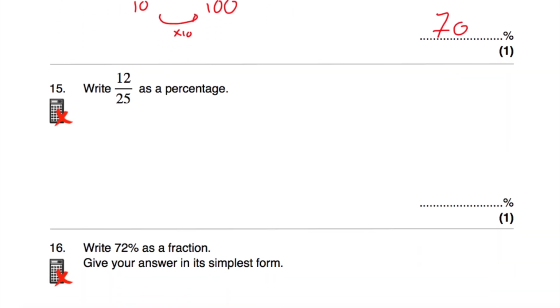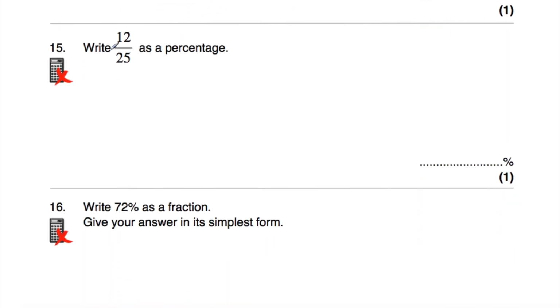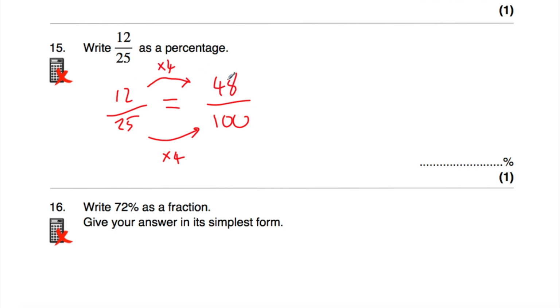Okay, next, question number 15. Question number 15 says to write 12/25 as a percentage. And again, this is quite nice because if you have 12/25, you can get to an equivalent fraction with 100 on the denominator quite nicely. We could just times by 4 because 25 times 4 is 100. So if you times the numerator by 4, 12 times 4 is equal to 48. So it's 48 out of 100, which is 48%.